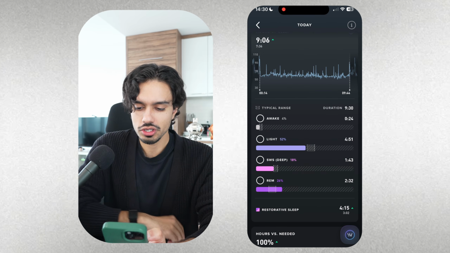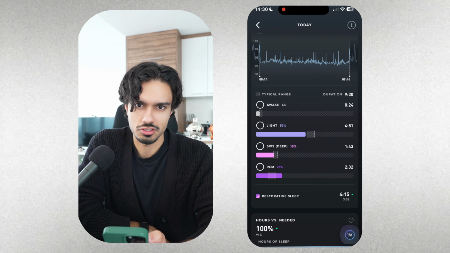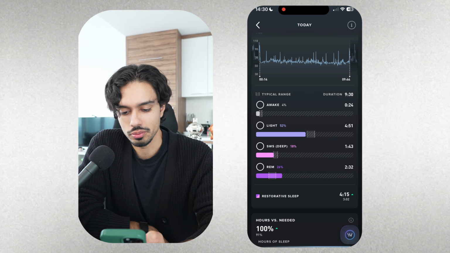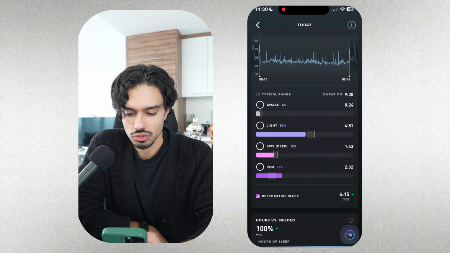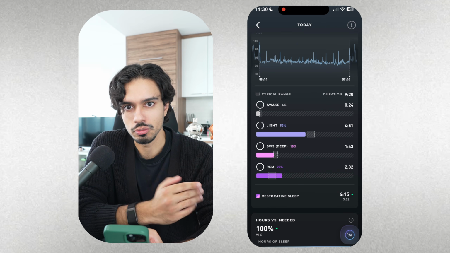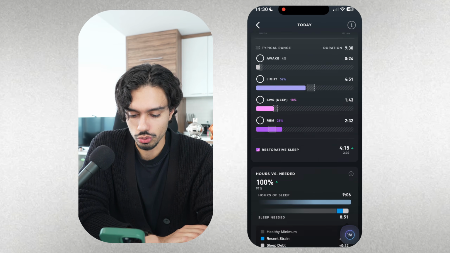Then if you scroll down, you can see a breakdown on what kind of sleep it was. So there's 4 different types. There's obviously being awake, then there's light sleep, then there's deep sleep, and then there's REM sleep. It gives you the optimal ranges. So I've kind of missed my ranges there. So I had too much REM sleep. I didn't have enough light sleep. So based on the optimal ranges, then you're going to do better or worse.